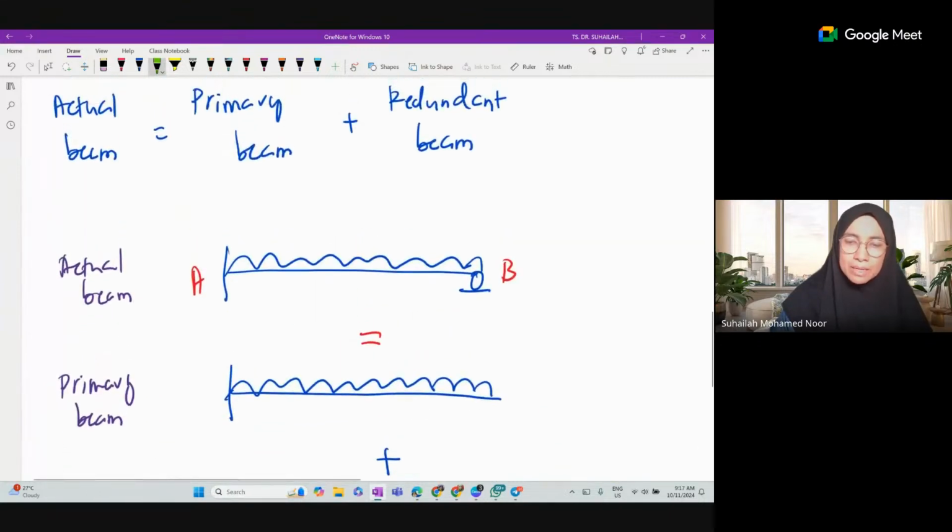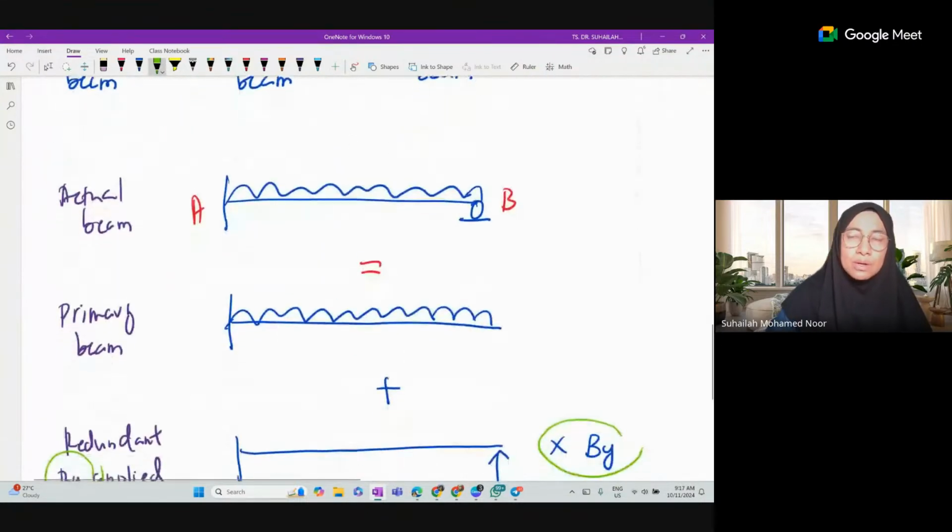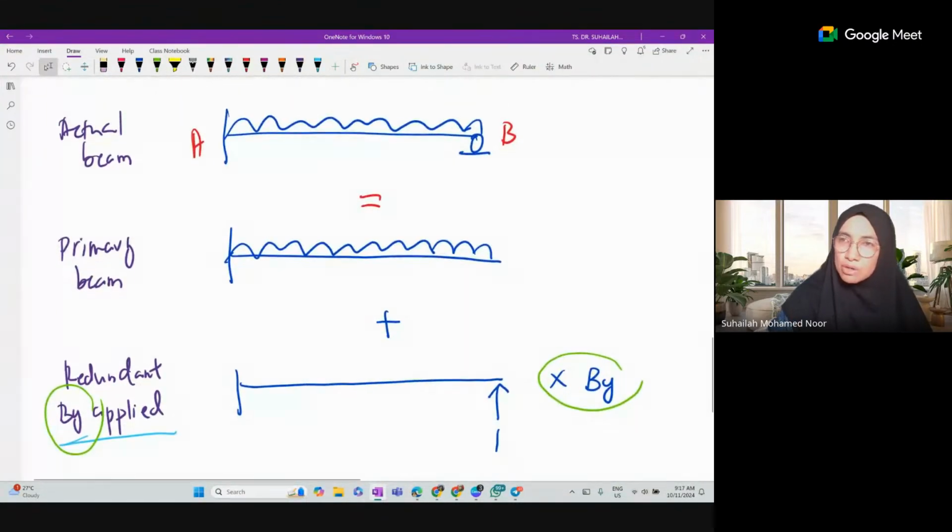Okay, so we need to focus on the displacement at B. Displacement at B, because the compatibility equation comes from displacement, focus at the redundant position. We will write the displacement equation actually. Displacement at redundant position. B is the redundant position. So draw the displacement for each of these.